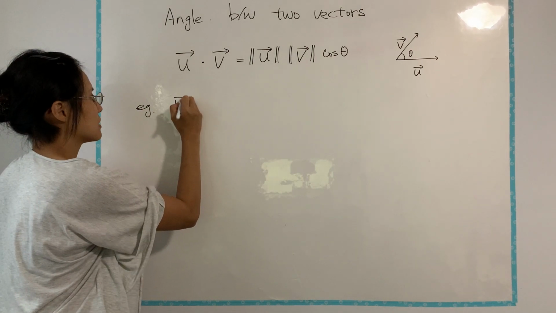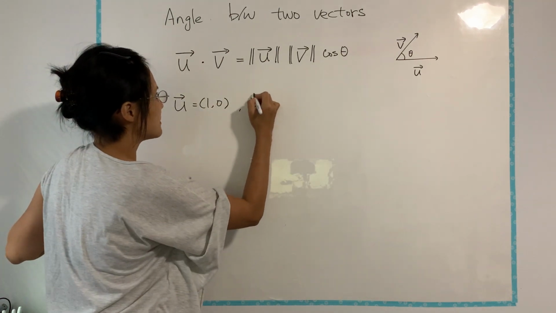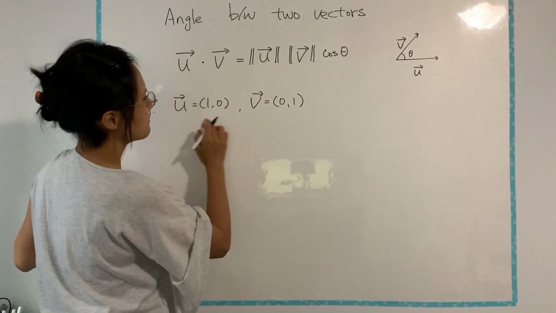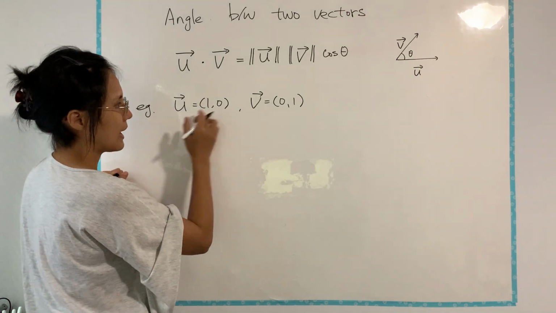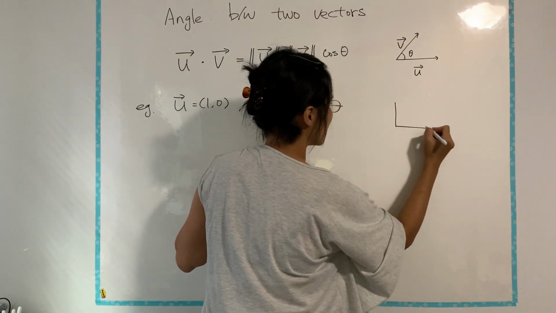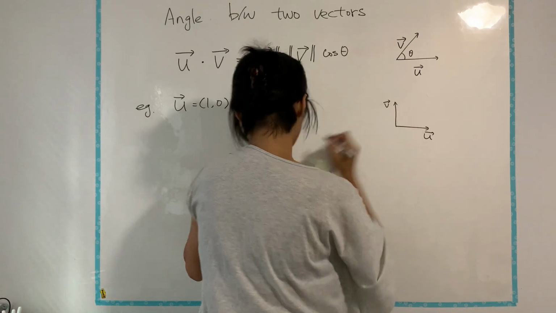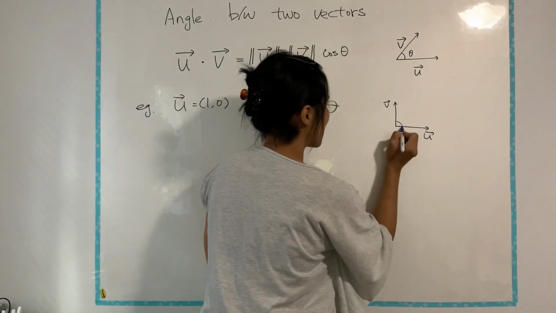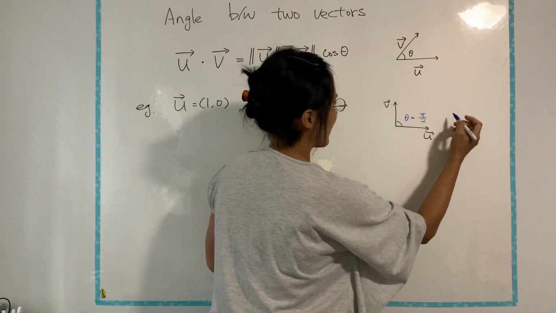Suppose u is the vector 1, 0. V is the vector 0, 1. Okay? In fact, these are the standard unit vectors. I could say i and j. Okay, so I know on R2, u goes here, v goes here, because they are very special. I know in this case, theta is 90 degrees, so that's a half pi.